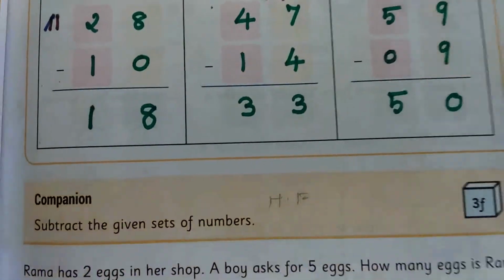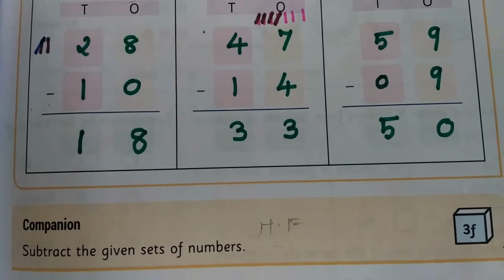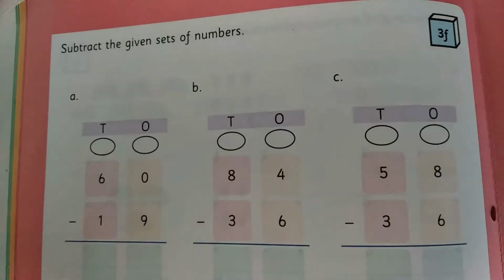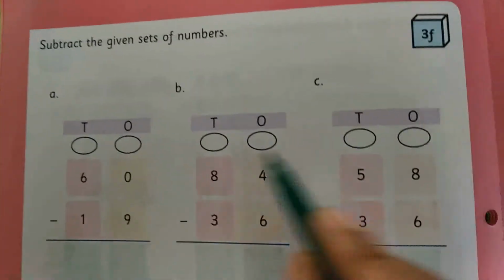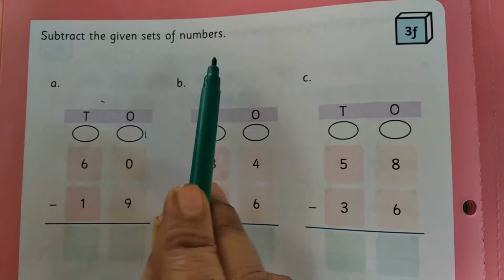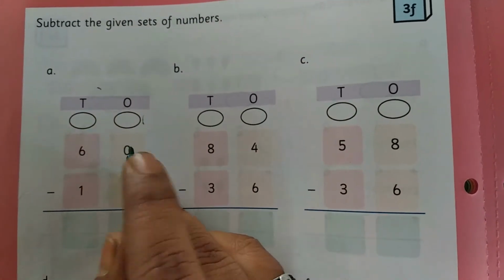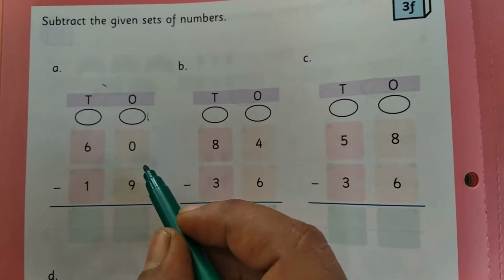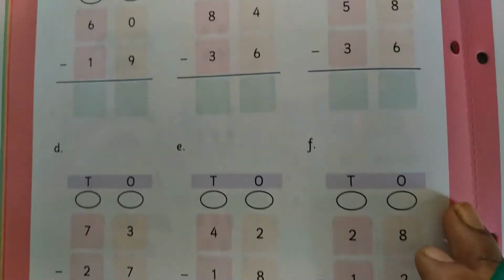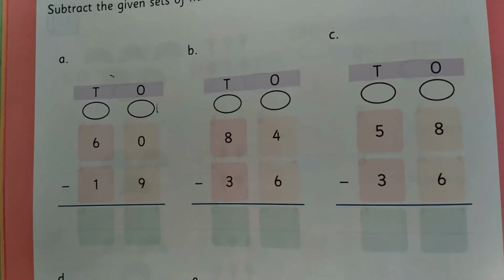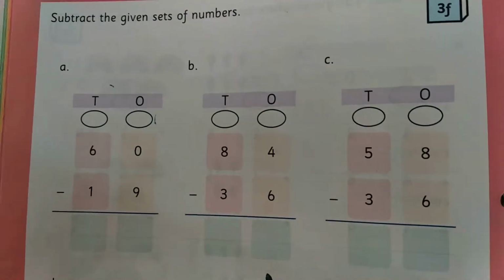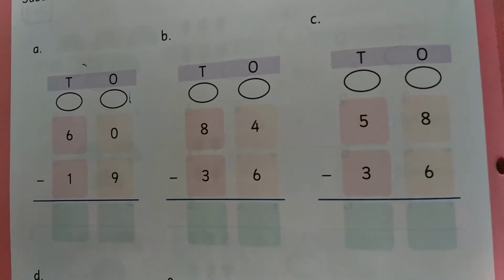Okay, now it's the time for home fun. Take your companion book. Now take page number 18. Okay, now take page number 18 and see, subtract the given sets of numbers. They have given the numbers and you want to do the subtraction. Okay, sit along with your parents and complete this home fun. Okay, after completing this, upload in Chrysalis home app.